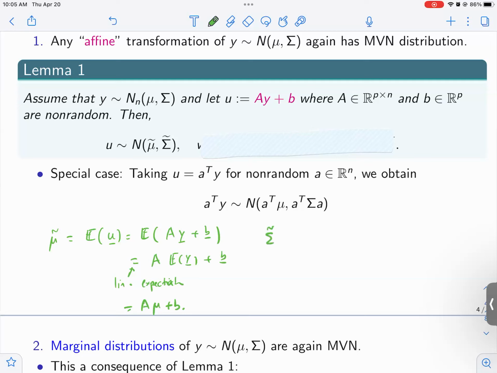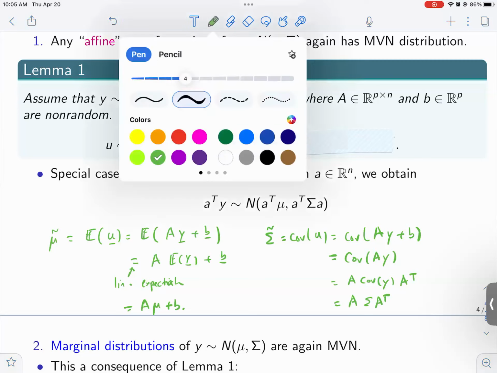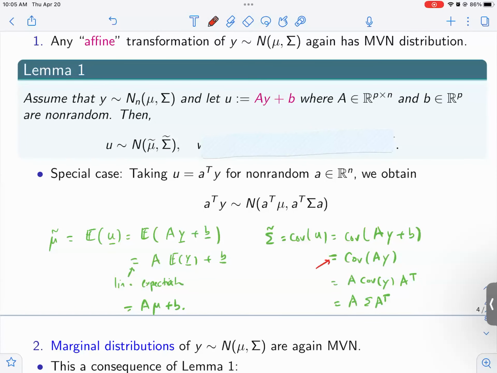So how about sigma tilde? This is the covariance matrix of A Y plus B. So specifically, the covariance of AY equals A times the covariance of Y times A transpose, and this is just A sigma A transpose. So why is the first step true? Because the constant shift doesn't change the shape of the distribution.